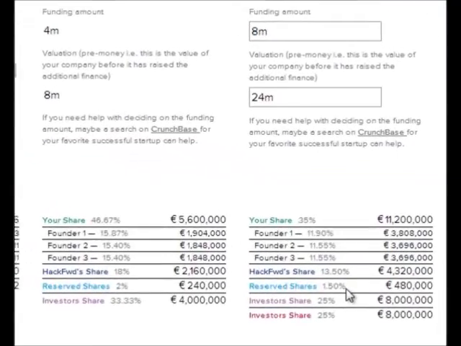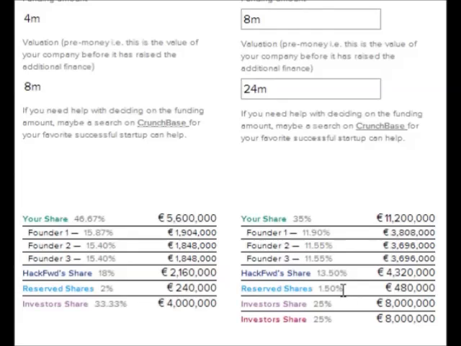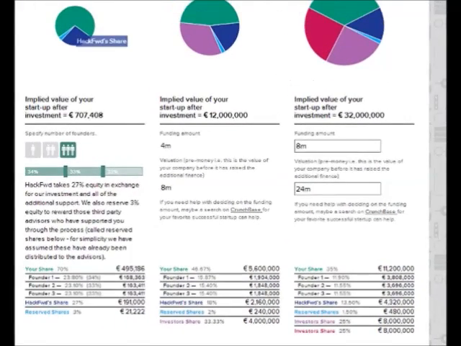So the reserved shares, which had started out at 3%, are now 1.5%, and you can see that the founders have also been diluted. Again, this is control dilution, but the value of that amount of shares is much, much higher. It's gone up to 3,800,000 instead of 1,900,000. And what you've got here is for much less shareholding, much, much more value. So although there's control dilution, there's no real economic dilution here. Of course, this would be very, very different in a down round.